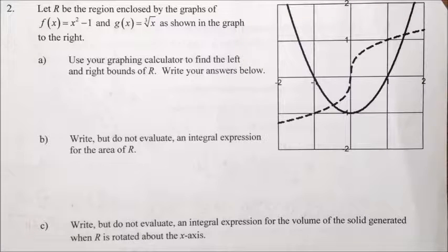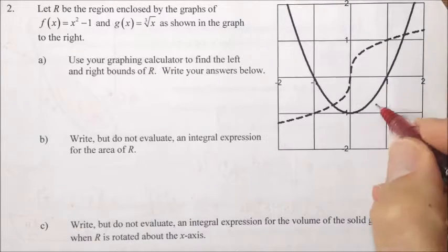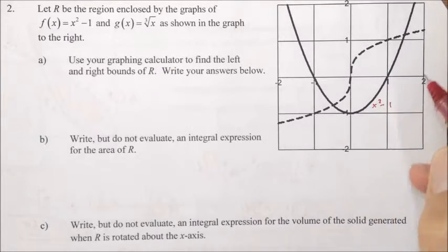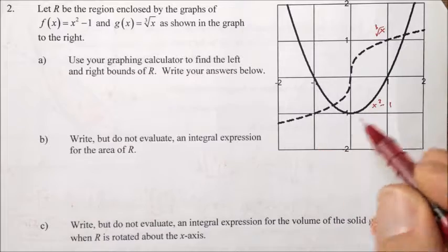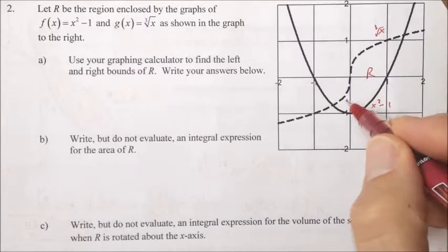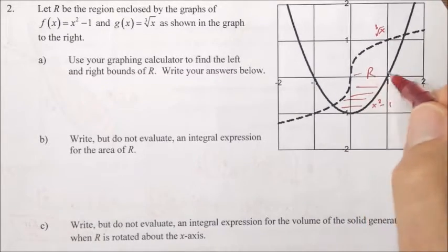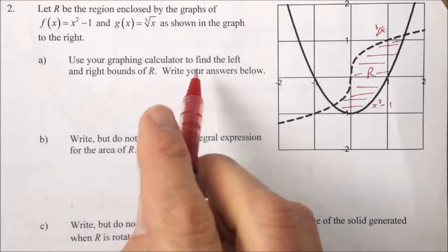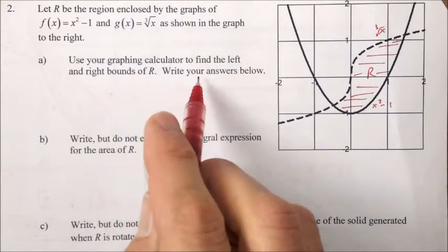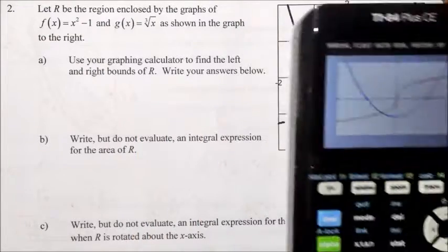Problem number 2, we now have two functions, y equals x squared minus 1, which is our parabola right here, and y equals the cube root of x, which is our broken curve. And we're interested in the region R, which is in between them. So here's our region R right here. Okay, so for starters, use your graphing calculator to find the left and right bounds of R. Write your answers below. So bring the graphing calculator into play.